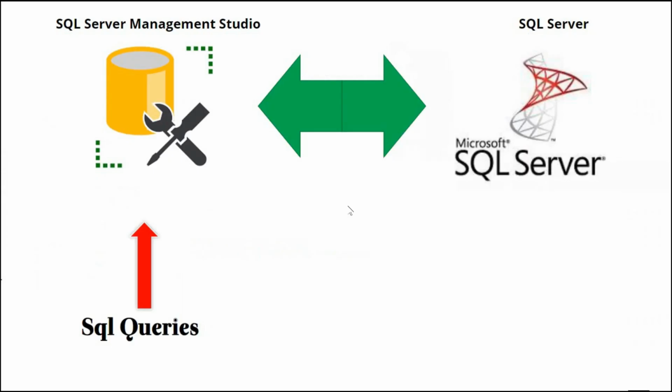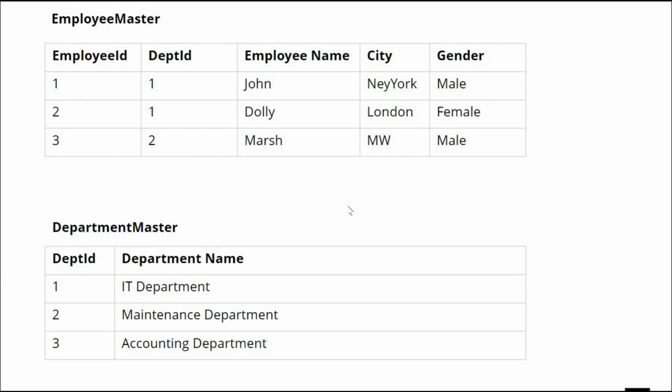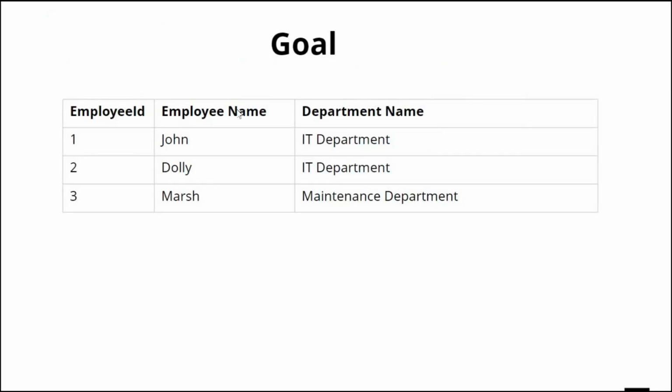After that, we will create two different tables, like employee master and department master. See, in employee master, various columns are available like employee ID and department ID. You know, department ID is a foreign key which references the department ID of the department master table. And there are other columns in employee master like employee name, city, gender, etc. So our goal is to display the employee related details with department name, like this.